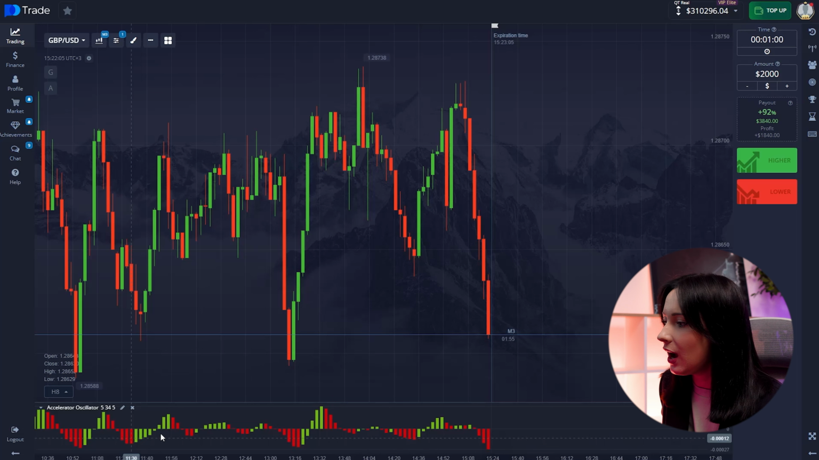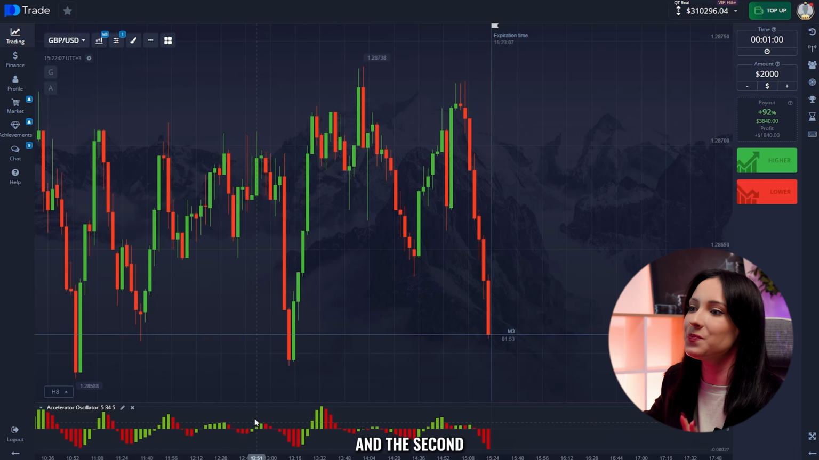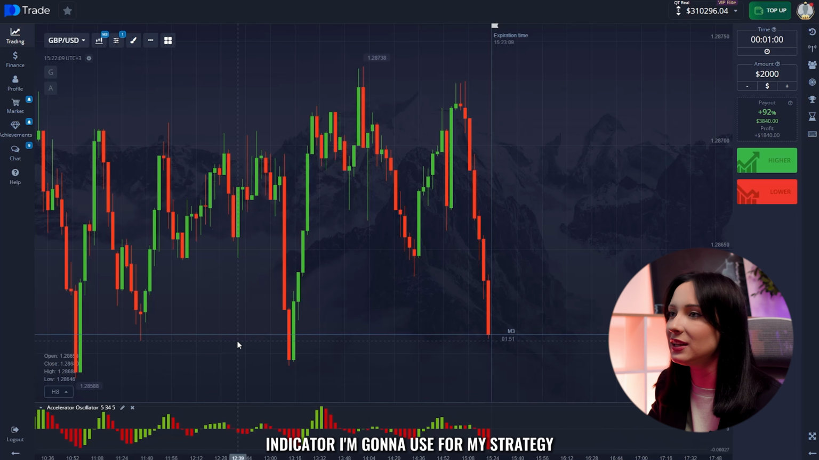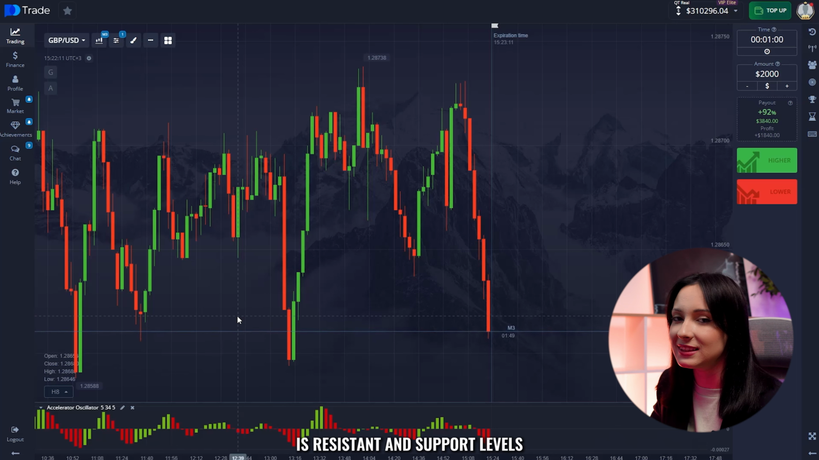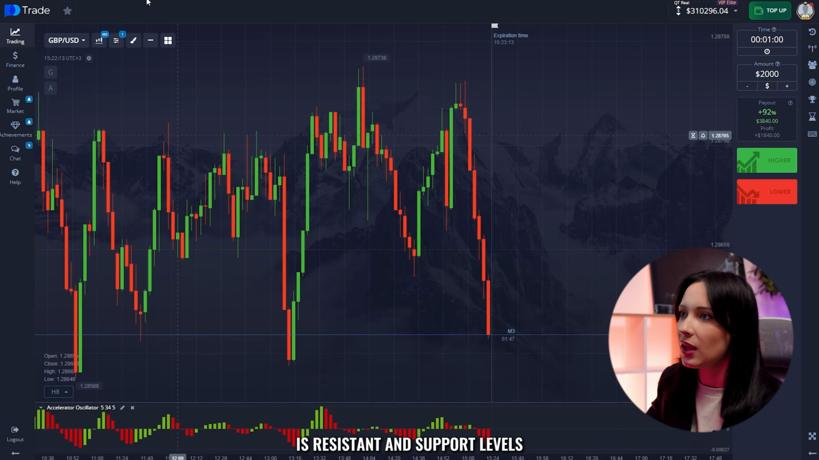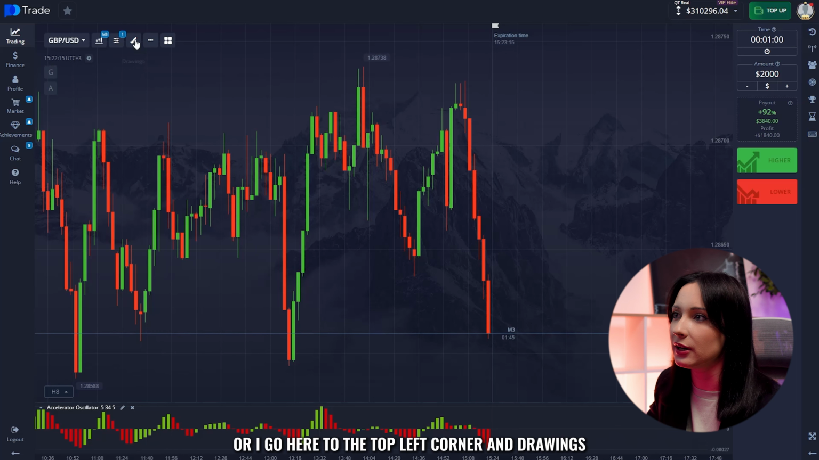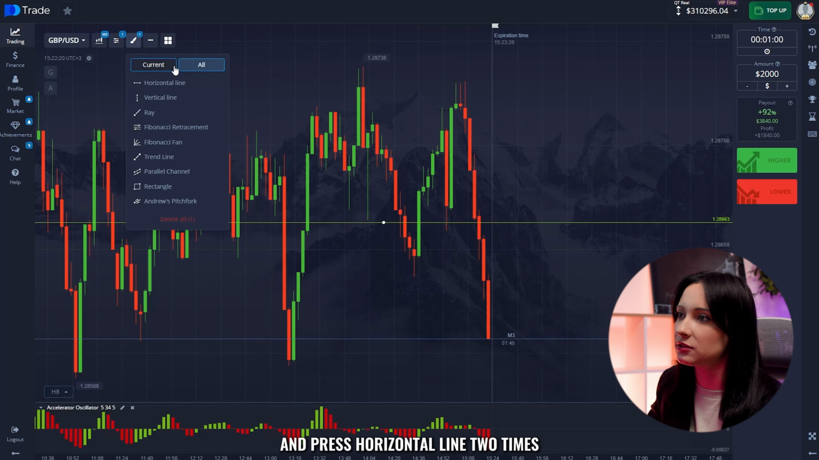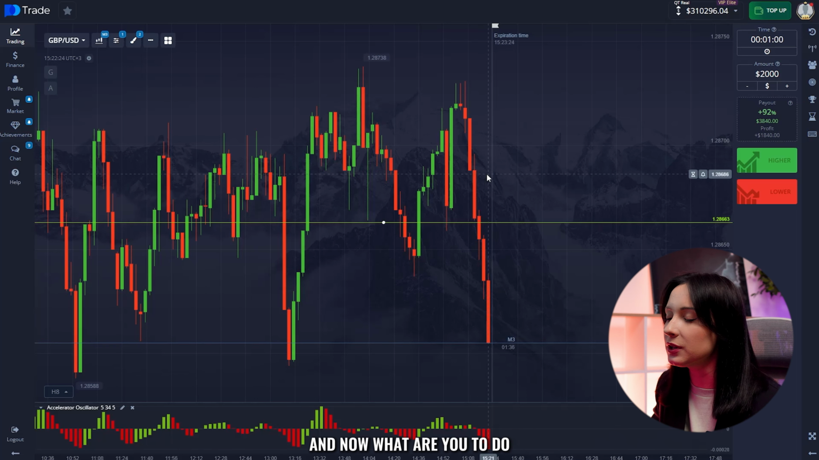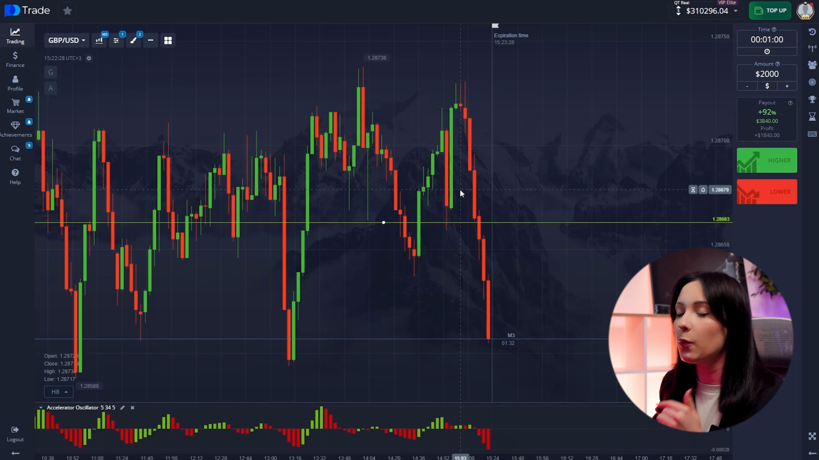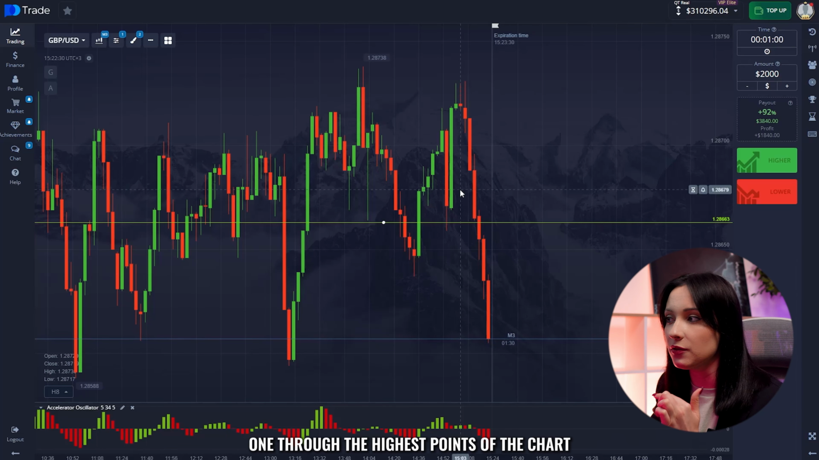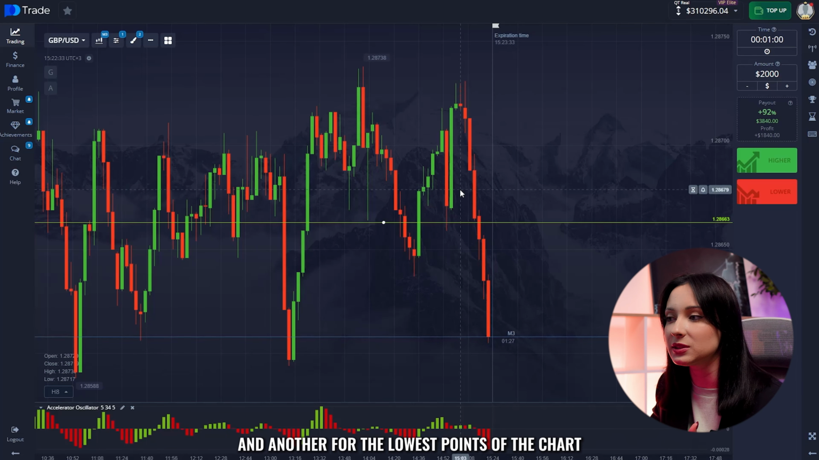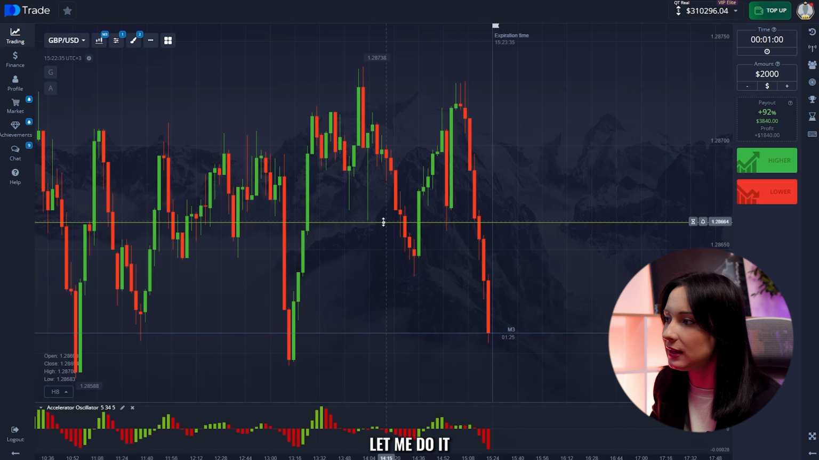So this is it. And the second indicator I'm going to use for my strategy is resistance and support levels. So how do I add them to my chart? Well, I go here to the top left corner, again drawings, and press horizontal line 2 times. And now what I need to do is to actually draw these lines, one through the highest points of the chart and another through the lowest points of the chart. Let me do it.